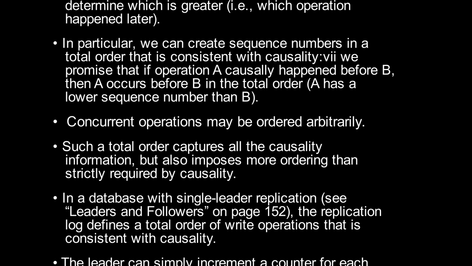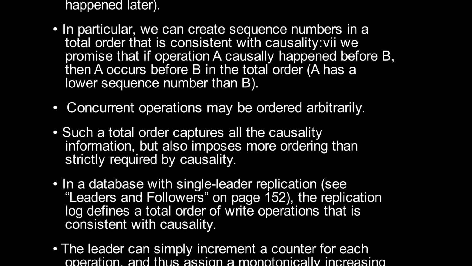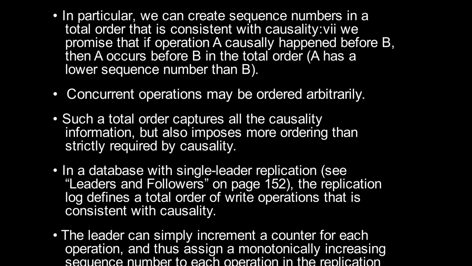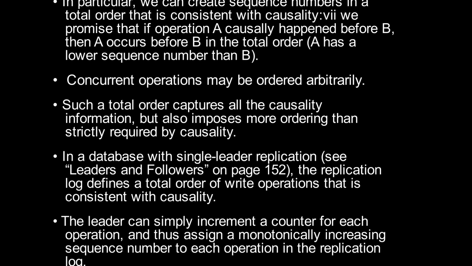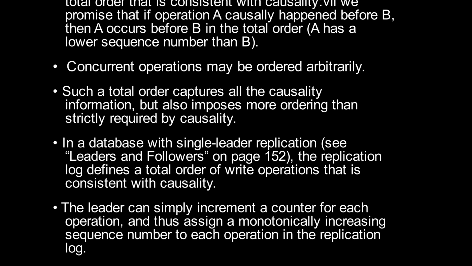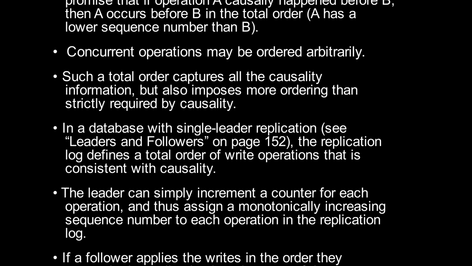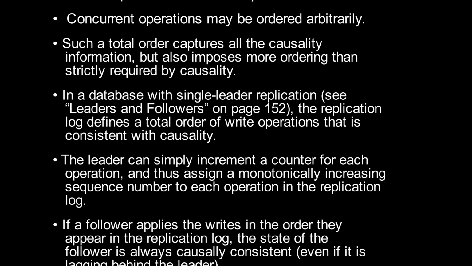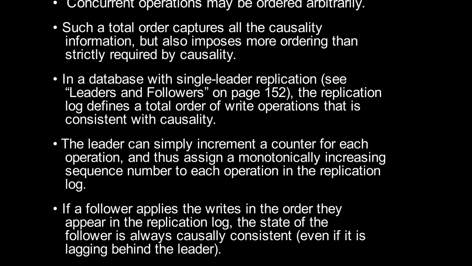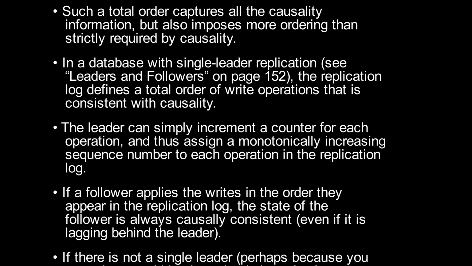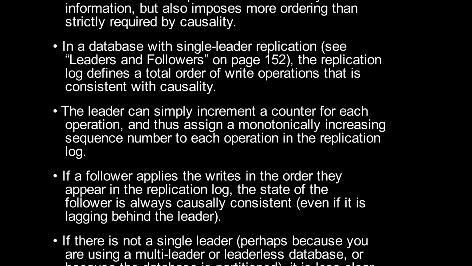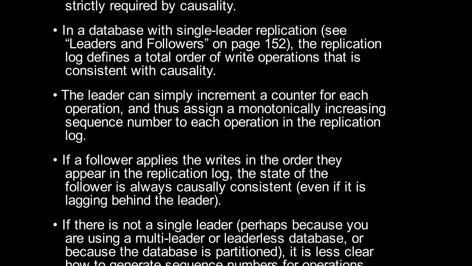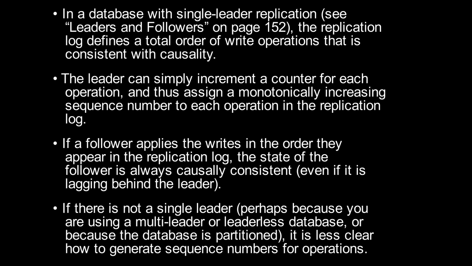In a database with single-leader replication, see Leaders and Followers on page 152, the replication log defines a total order of write operations that is consistent with causality. The leader can simply increment a counter for each operation, and thus assign a monotonically increasing sequence number to each operation in the replication log. If a follower applies the writes in the order they appear in the replication log, the state of the follower is always causally consistent even if it is lagging behind the leader.